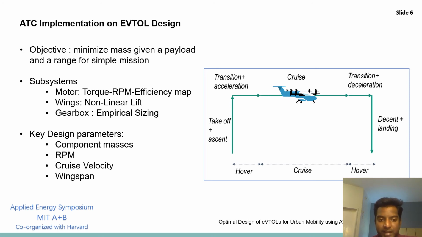And finally, we have the gearbox subsystem, which uses an empirical sizing model based on the output torque of the gearbox. It determines what should be the mass of the gearbox. And the key design parameters that we are looking at in this entire problem formulation are component masses, RPM at which the motors need to be operating, the cruise velocity of the aircraft, and finally the wingspan of the wing of the aircraft.